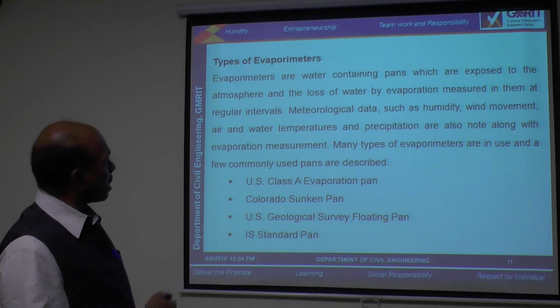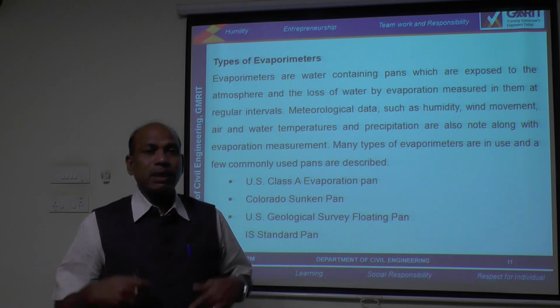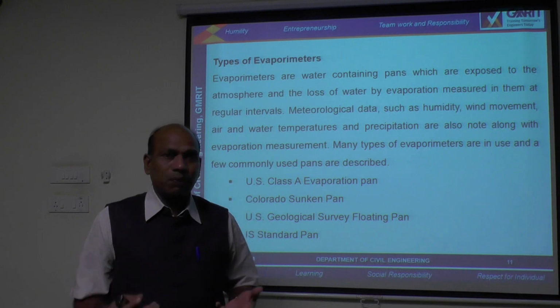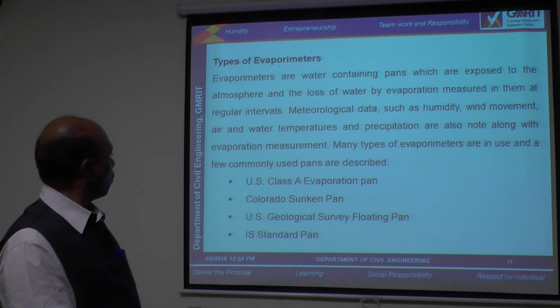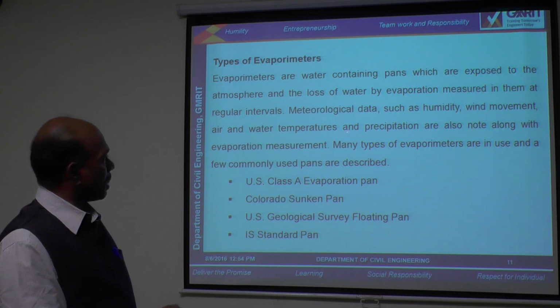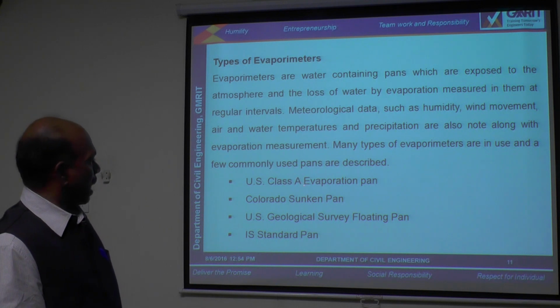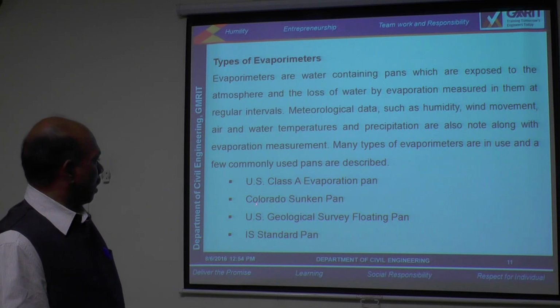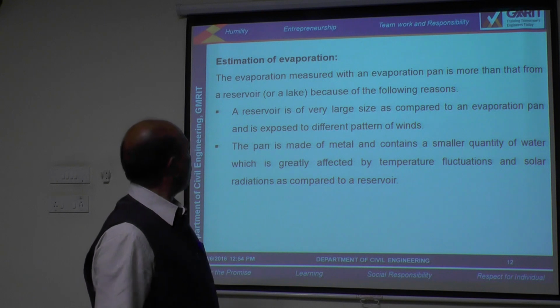These evaporation pans are also used to identify meteorological data, that is humidity, wind movement, air and water temperature and precipitation. The important types of evaporimeters are the US Class A evaporation pan, Colorado sunken pan, US Geological Survey floating pan and ISO standard pan.